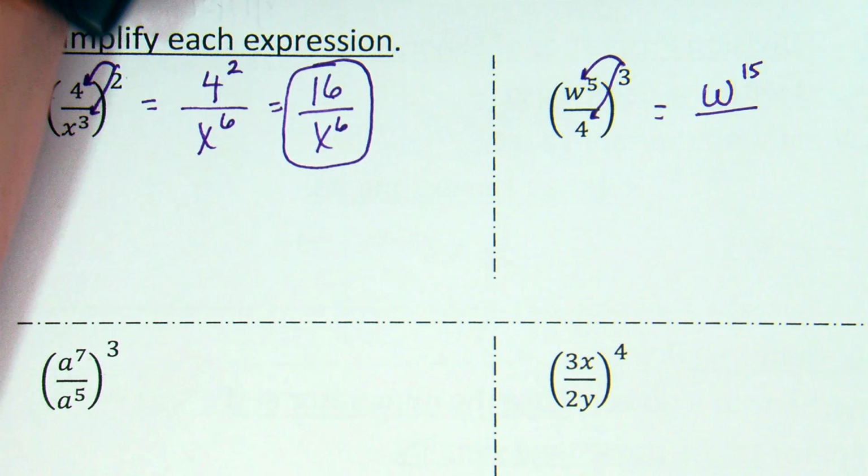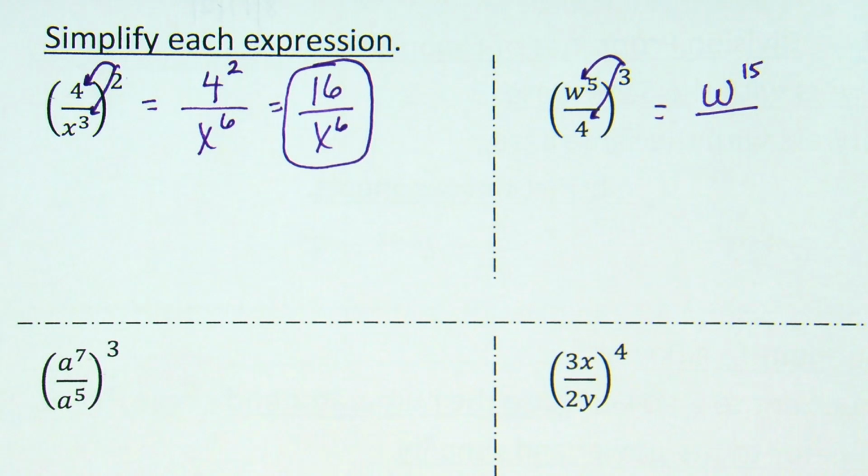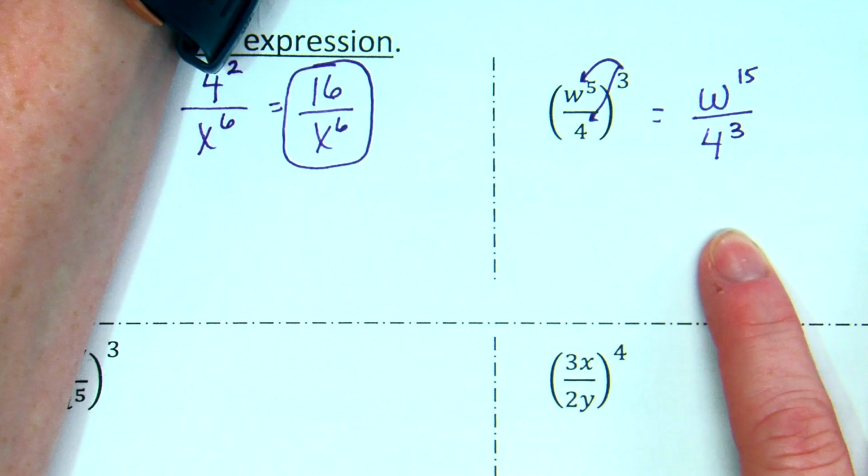64. Okay. Kylie grabbed the calculator, which is a smart move. I mean, do by all means. 4 times 4 is 16. And then times 4 is 64, which I'm going to write as 4 to the 3rd for the moment. I didn't realize I hadn't written that yet, but W to the 15th over 64, if we take it all the way.